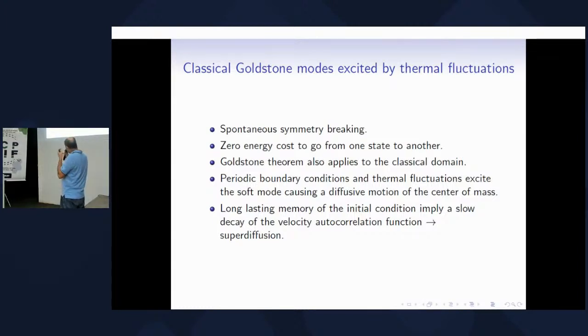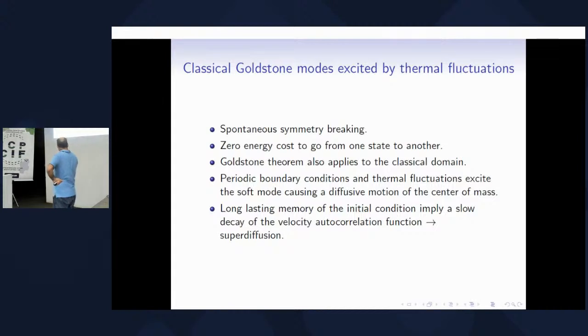So there is what is called the Goldstone theorem that predicts the existence of these modes. It also applies to the classical domain. There are some works in this direction. So we see that with periodic boundary conditions, thermal fluctuations excite the soft mode, causing a diffusive motion of the center of mass.